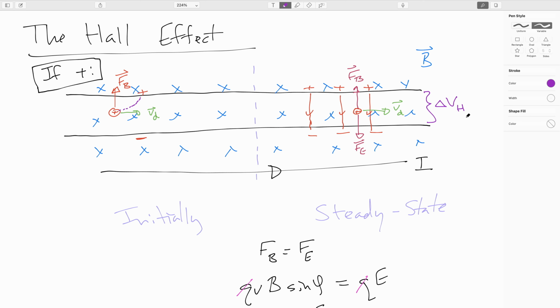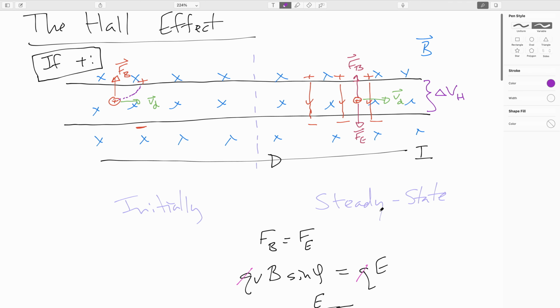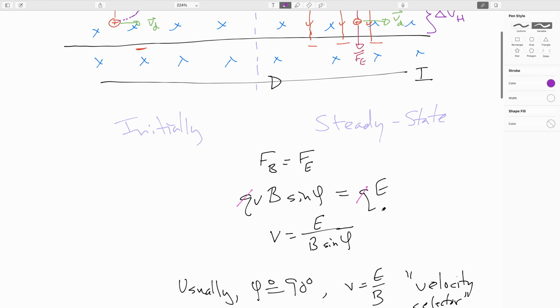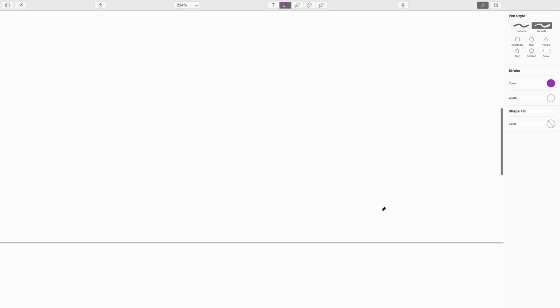Yeah, it'll be positive because remember, voltmeters always read red minus black. And this is a higher voltage here, and this is a lower voltage here because electric field lines always run from high to low. Now we can repeat this entire process for the case where our mobile charge carrier is negative.